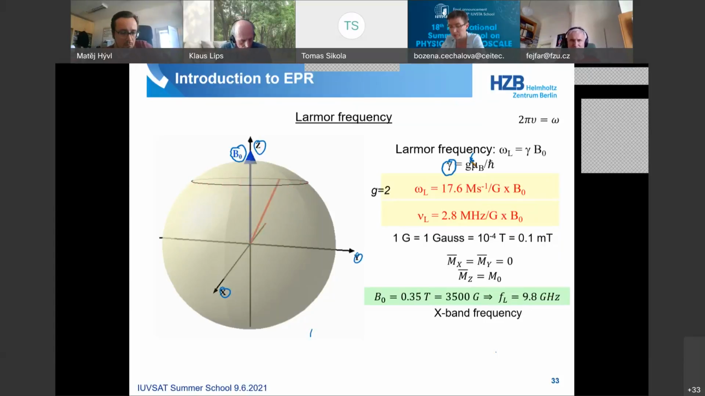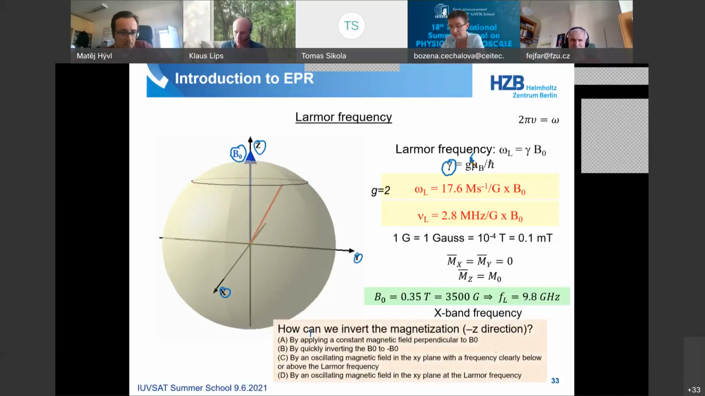Now, the question, of course, comes, and that is one of the questions that I have put into the Mentimeter. We have that rotating magnetization. And as I said, when we induce a magnetic dipole transition, we're going from a spin up to a spin down state or vice versa. Now, how is this possible here? So the question is, how can we invert that magnetization from the plus direction? So all those spins point up into the plus direction.